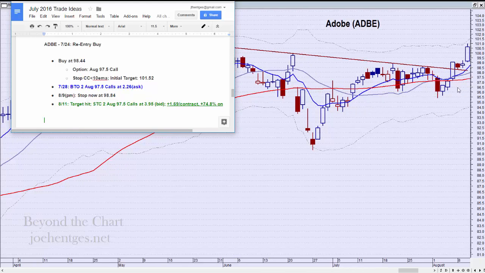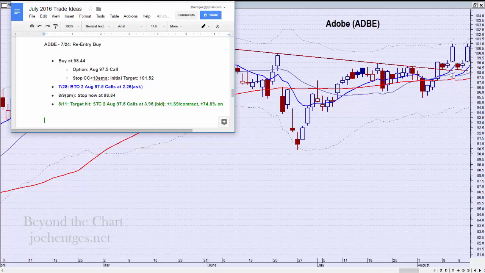So if we move forward here a little bit, you can see we had the dip and we came back up. Where was my target? I had set a target at 101.52, so up in here. So now we're starting to trend. Looks like we're breaking the trend line. Looks like we're moving up. And on August 11th, the target is hit.